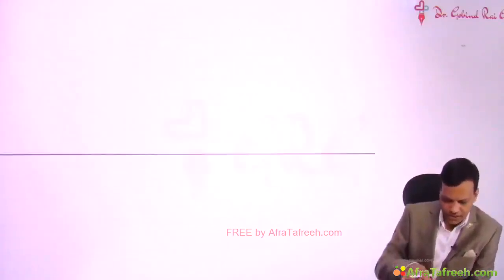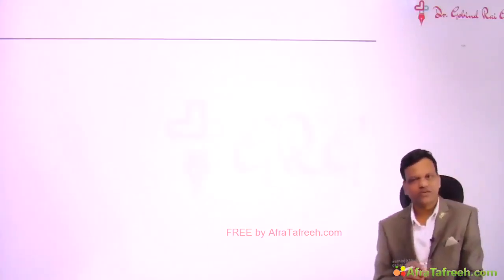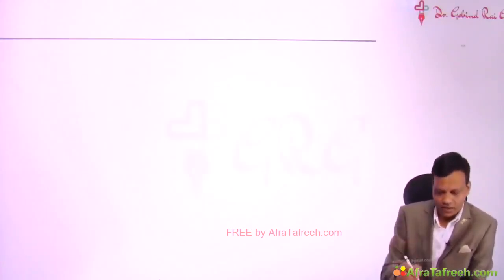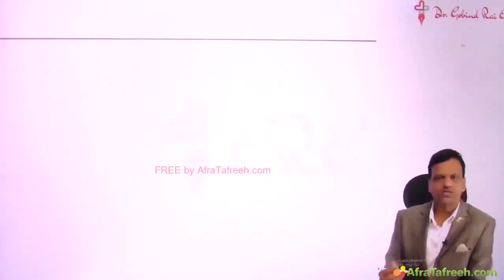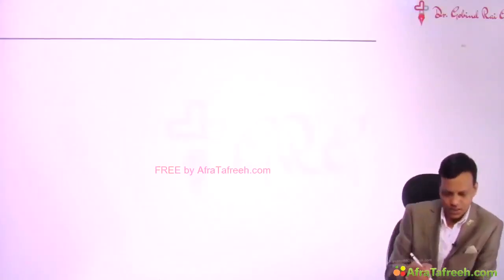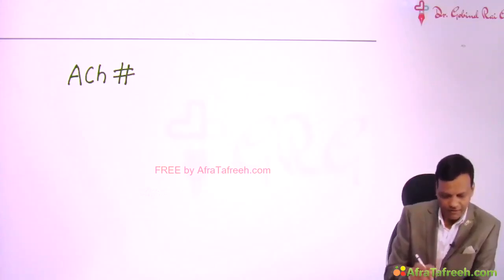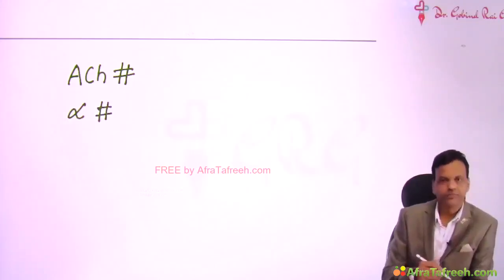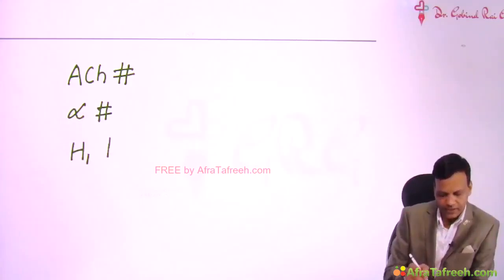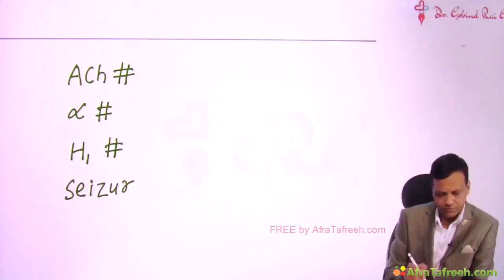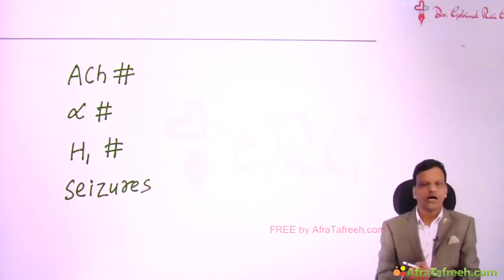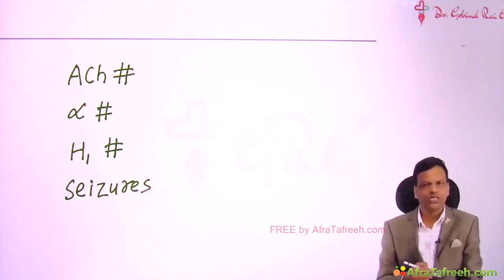Now, apart from these side effects, which are due to excessive D2 blockade in the brain, typical antipsychotic drugs also cause some extra side effects. These include anticholinergic activity, alpha receptor blocking activity, antihistaminic activity, and they can also induce seizures. So typical antipsychotic drugs are not selective D2 blockers, they have many other actions also.